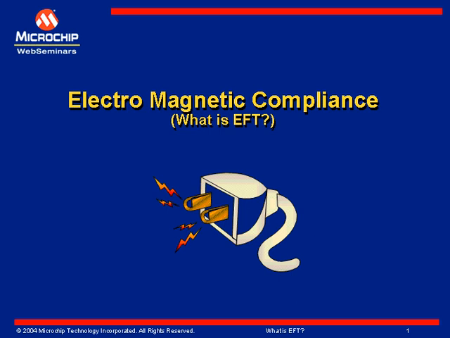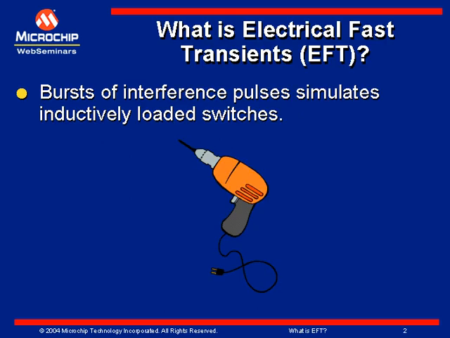Today we'll discuss what is EFT. And with any acronym, the first thing we need to do is define or clarify what the acronym is. So here we are talking about electrical fast transients. As the name suggests, it is one kind of noise signal that is fast in nature. And if you look at the definition, it's a burst of interference pulses that simulates inductively loaded switches. It sounds complicated, but it isn't.